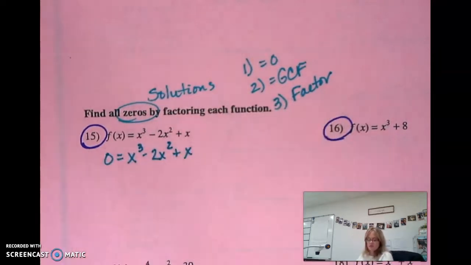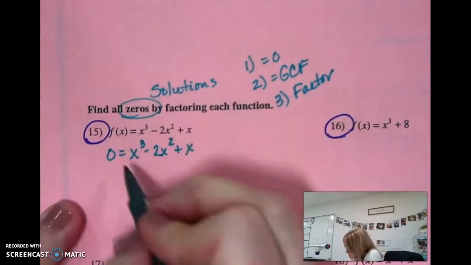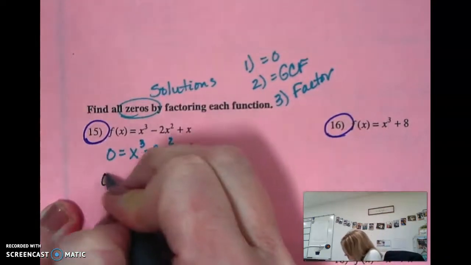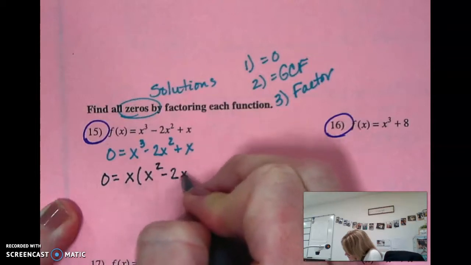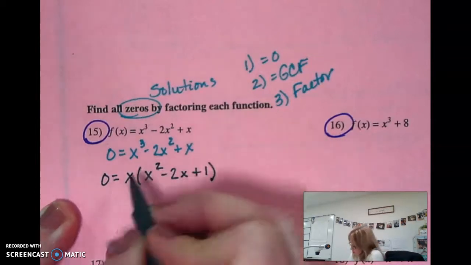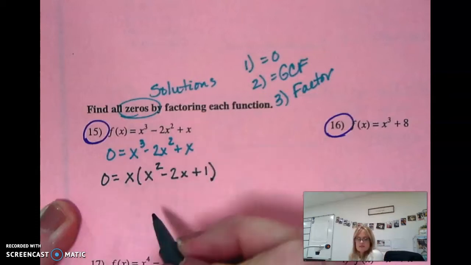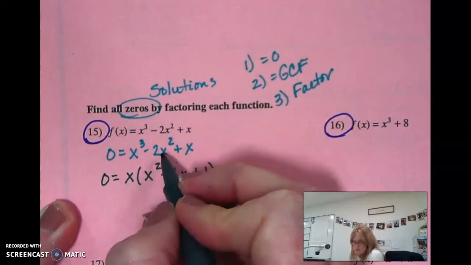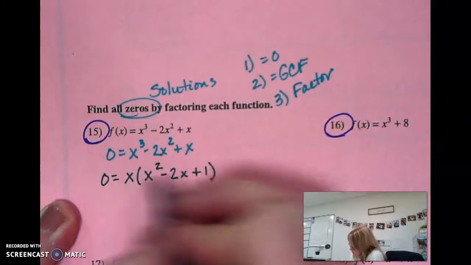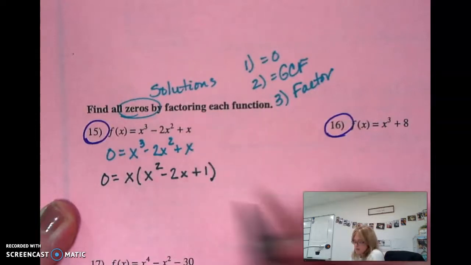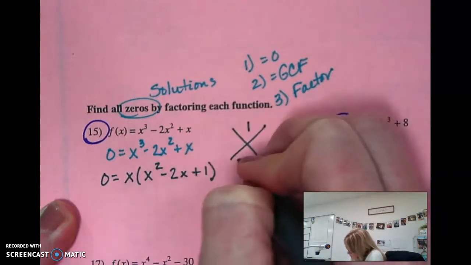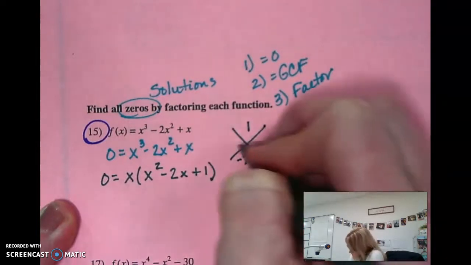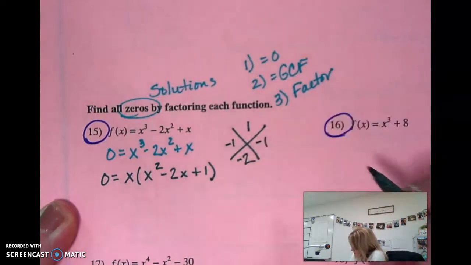Now I need to look for a GCF between all 3 terms, and that GCF is an x. So I'm going to factor out an x, and when I factor out an x, I'm left with this, because x times x squared is x to the 3rd, x times negative 2x is negative 2x squared, and x times 1 is 1x. And now what two numbers multiply together to give me a 1, but add up to give me a negative 2? And that would be negative 1 times negative 1.